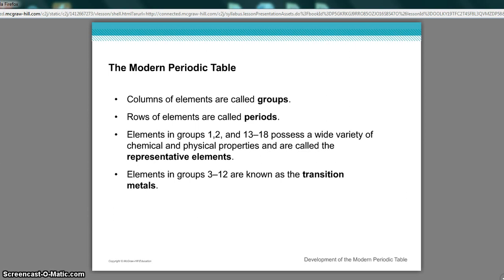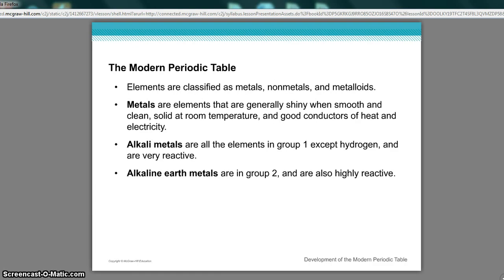So on the modern periodic table, we call the columns groups, we call the rows periods, and then elements in groups 1 and 2, and then 13 through 18, so basically all of them but the transition metals, we call those representative elements because they kind of represent a wide variety of properties. And then elements in groups 3 through 12 are known as the transition metals.